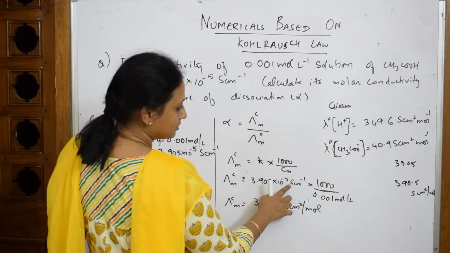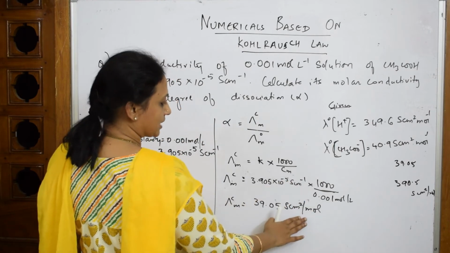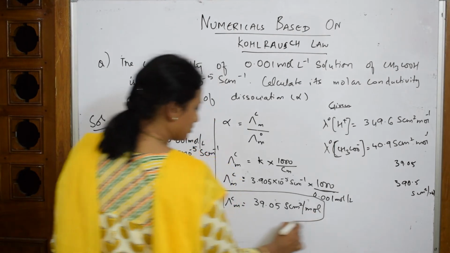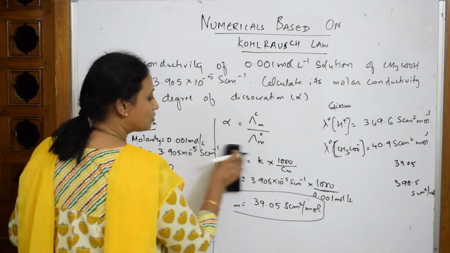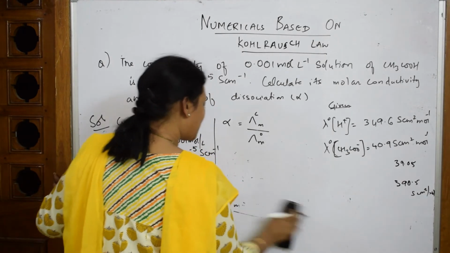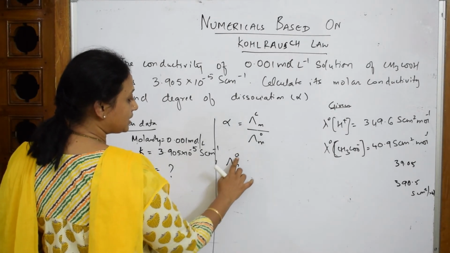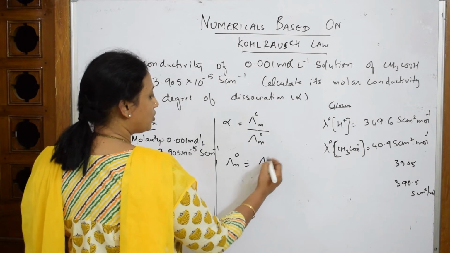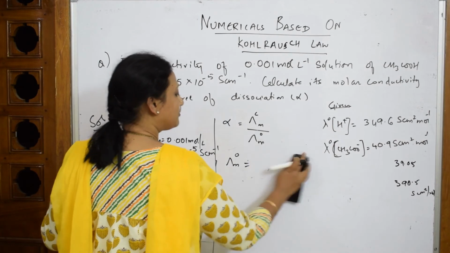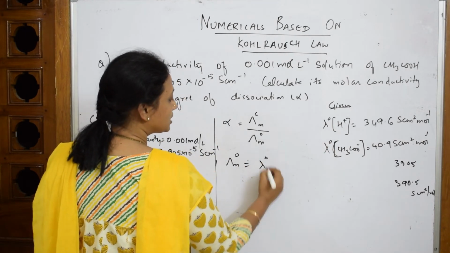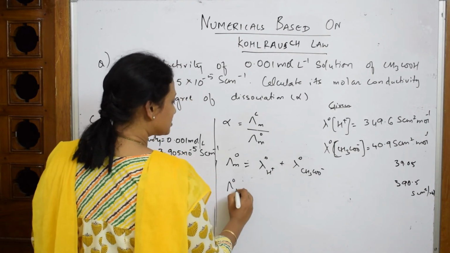Siemens centimeter square per mole. See here, Siemens centimeter square mole inverse, because this unit comes from above. This is one value. This is over. Now let me erase this part and come back to the next part. Now what should I do? I have to calculate the second part, that is lambda m at infinite dilution, which is equal to the sum of molar conductivity of H plus and molar conductivity of acetate minus, because they've given me these. So when I add these two, I get an answer.